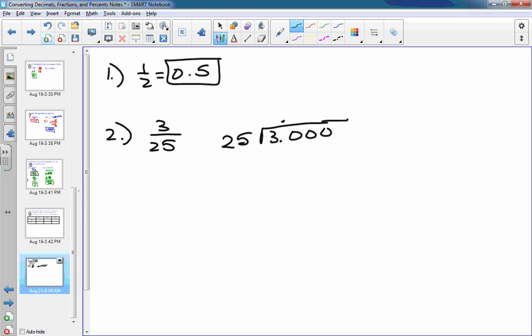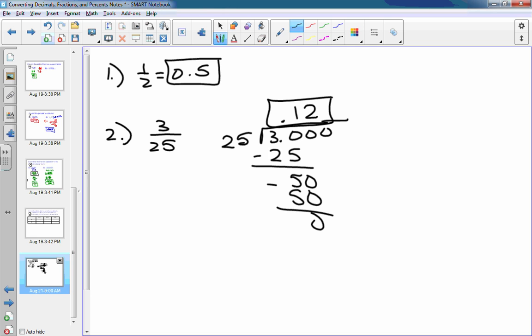Does 25 go into 3? No. Does 25 go into 30? Yes. How many times? Once. So I need to bring this down, subtract, and that gives me a 5. Bring down the 0. Does 25 go into 50? Yes. Twice. So my answer is going to be 0.12. Y'all with me? I better see the long division.